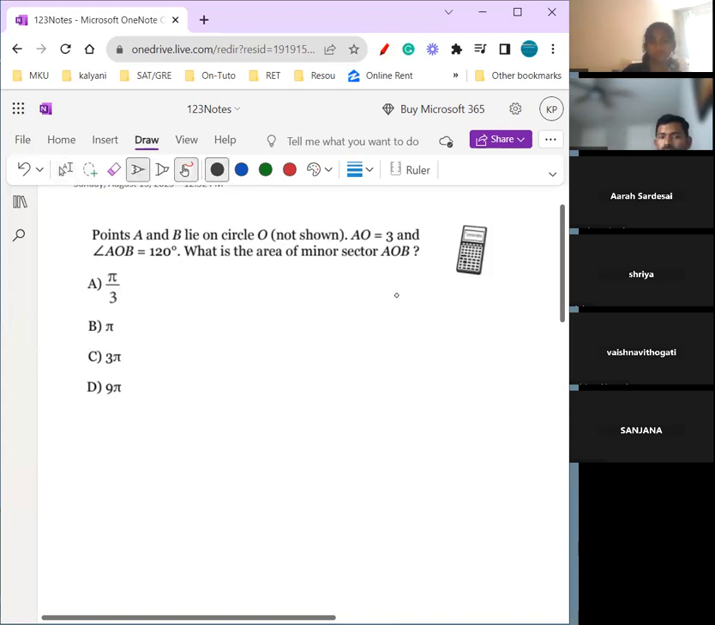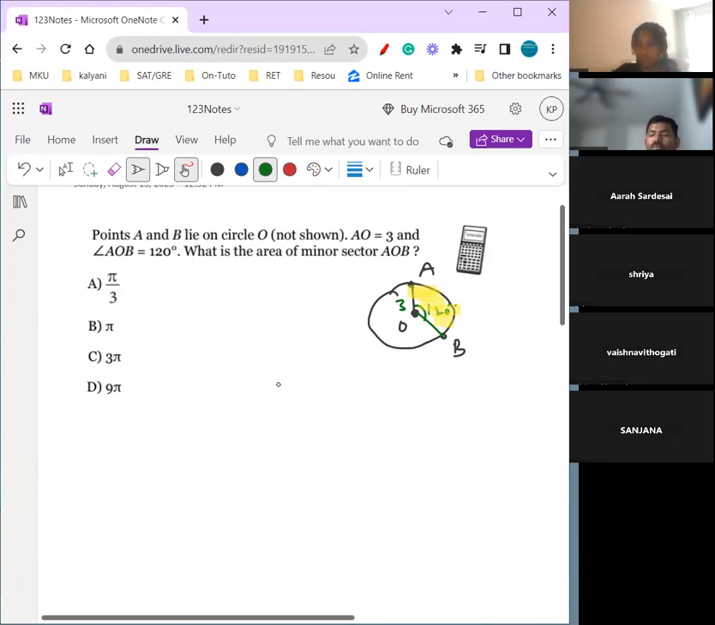Okay, so quickly, the circle AOB. Just imagine the circle up there, and O is the center, A is somewhere else, and B is somewhere else. Then they give you AO, which is the radius, 3. And then angle AOB is 120 degrees. And what we're finding is the area of the minor sector. Minor means it's smaller, because obviously this is the minor sector, and you can just find the area.